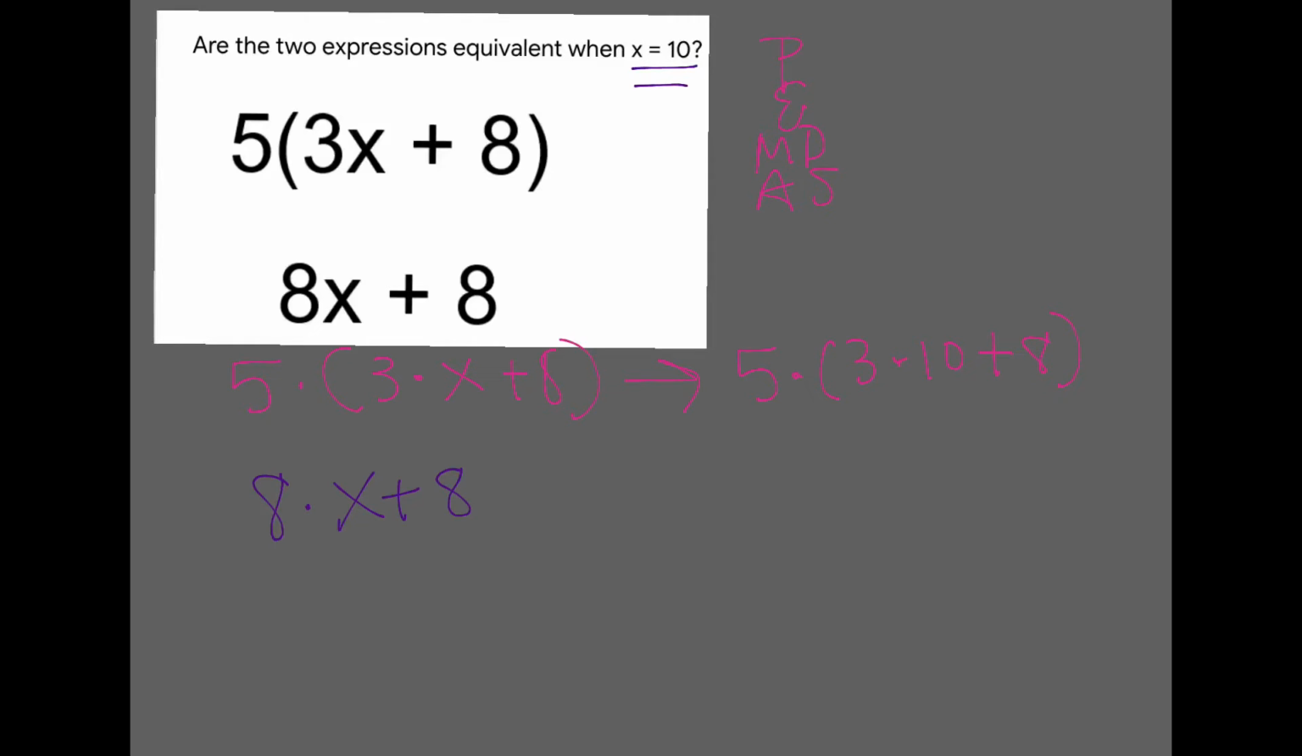The next one is 8 times x plus 8. Once again, you're plugging in 10 for x. So that will be 8 times 10 plus 8. You will solve that using PEMDAS. If you get the same answer for both of them, you will click yes on your answer. If you get no, you will click no.